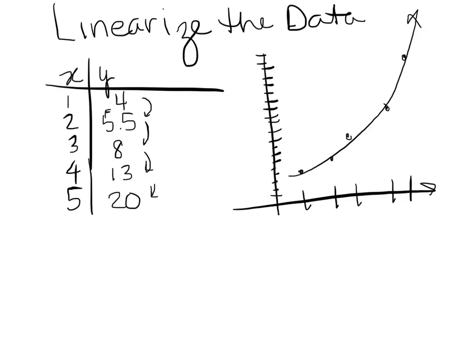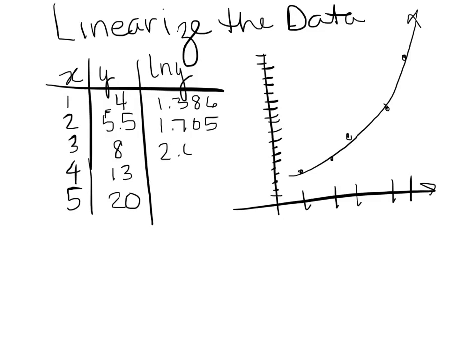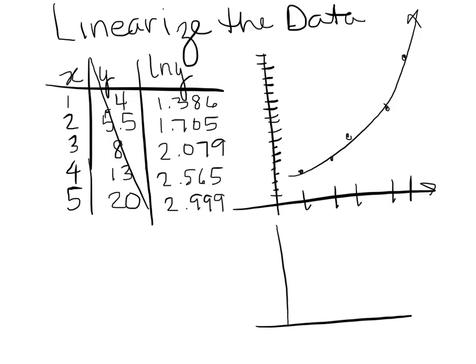So I'm going to erase this and start a new column for the natural log of y. Everywhere I have y, I'm going to take the natural log of y. So that's 1.386, 1.705, 2.079, 2.565, 2.999.